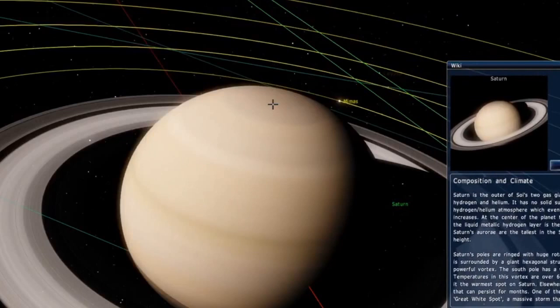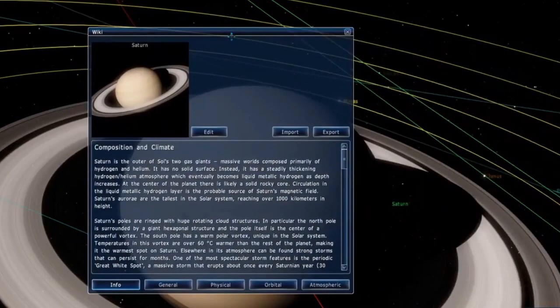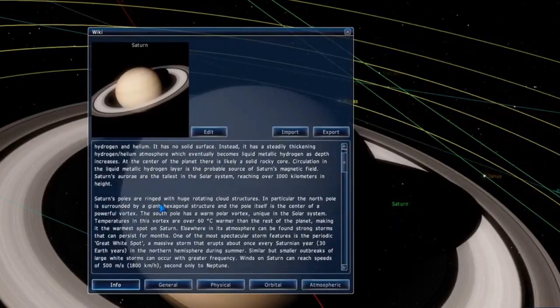So the auroras are basically the ones that you can see at the poles. Even Earth has auroras, the slightly greenish color stuff. Saturn's poles are ringed with huge rotating cloud structures. In particular, the North Pole is surrounded by a giant hexagonal structure, and the pole itself is the center of a powerful vortex. The South Pole has a warm polar vortex. Unique in the solar system, temperatures in this vortex are over 60 degrees warmer than the rest of the planet, making it the warmest spot on Saturn.